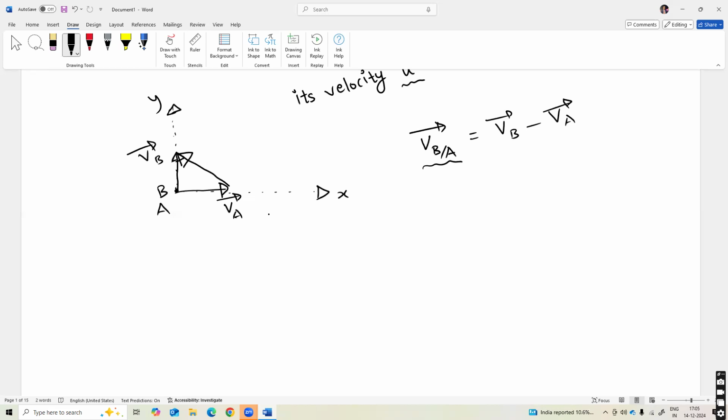In a similar manner, if you have to find the relative velocity of A with respect to B, then we will write it as va minus vb.